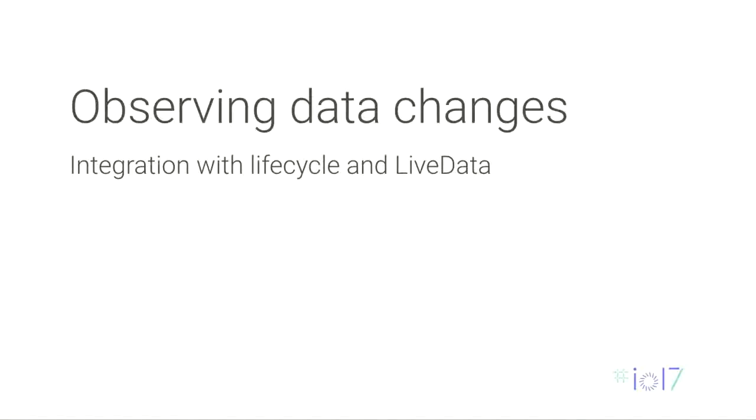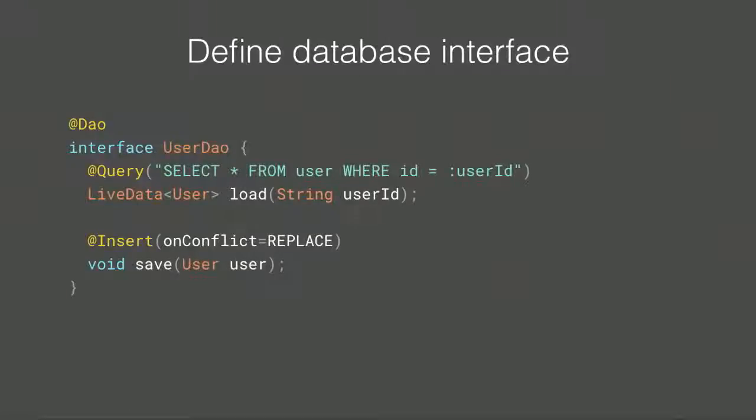OK, so let's see an example of how Room integrates with the lifecycle-aware parts of architecture components. We're going to start with a simple database interface. It has one method to load the data for a specific user, and one method to save the data. The first time, it's going to be a simple insert. And then, as the data changes, it's going to be an update or replace. As you can see here, instead of returning the user object directly in our load method, we are returning a live data that wraps the information about this user.